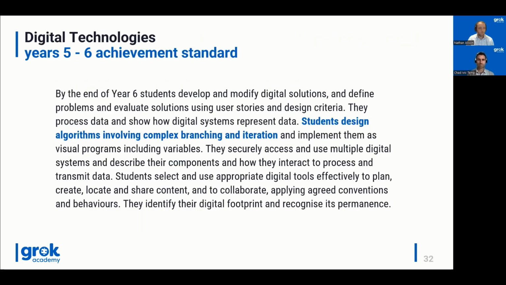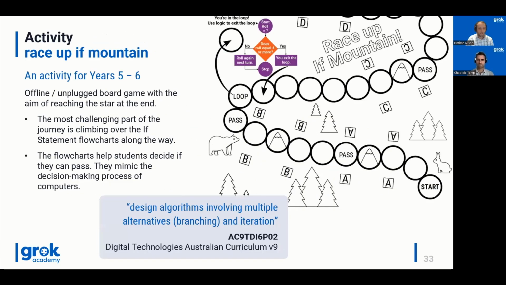So if we look at the achievement standard for years 5 and 6, the highlighted part again, students design algorithms involving complex branching and iteration. So what's changed from 3 to 4? Well, we're now designing algorithms, not just following and describing them. In other words, the students are having to come up with steps to make something happen. And we use the term complex here. So branching is no longer just one decision, but perhaps nested series of decisions that have to be made for the right outcome. I think Chad's going to introduce to us another activity.